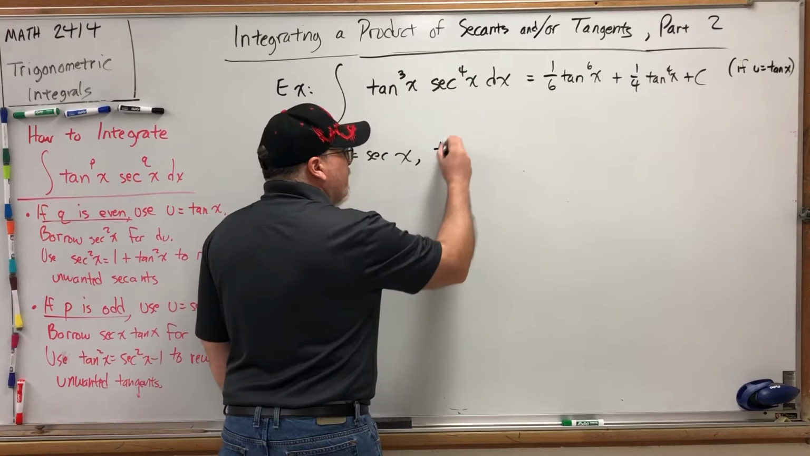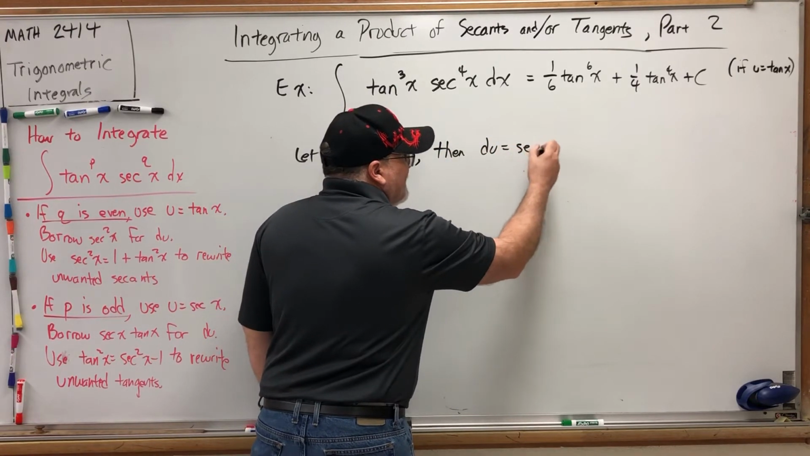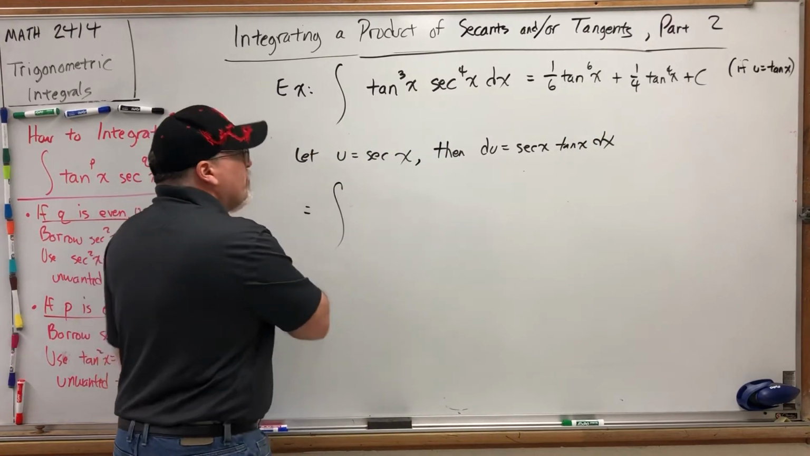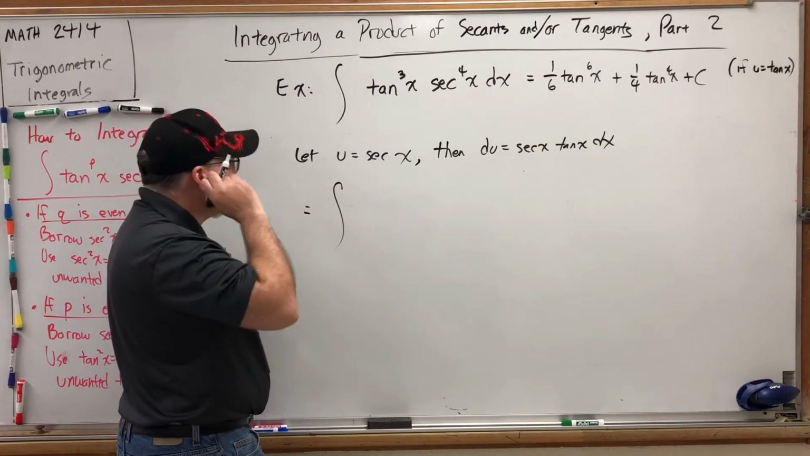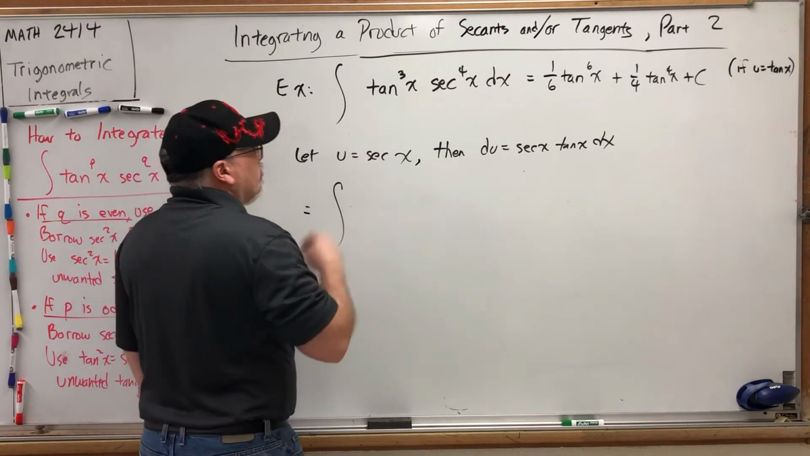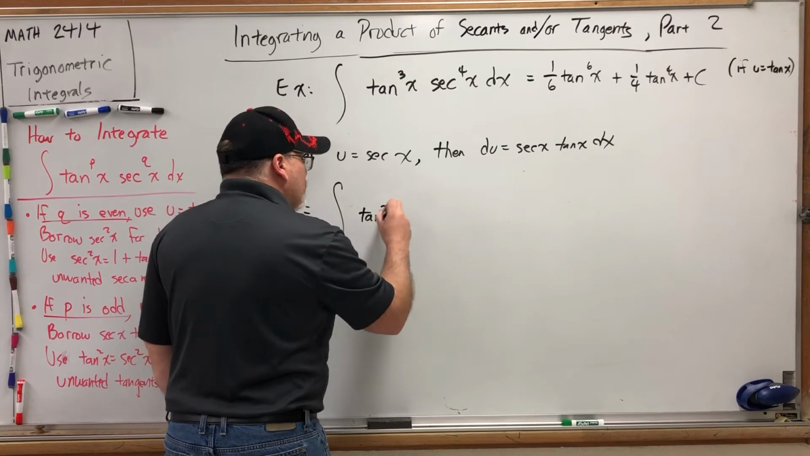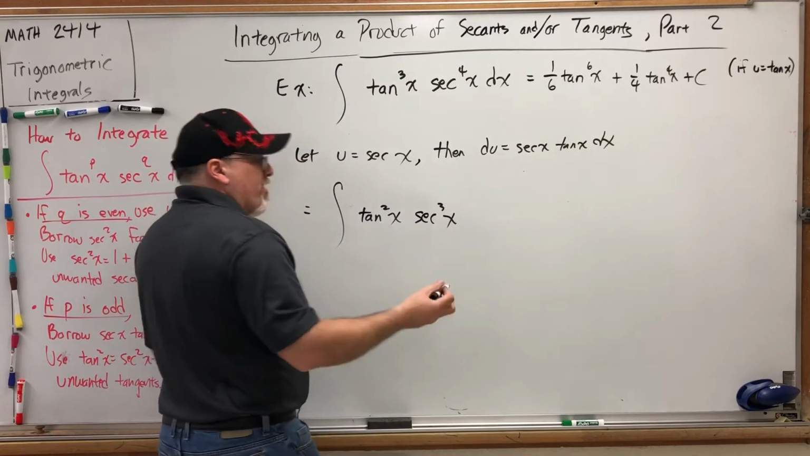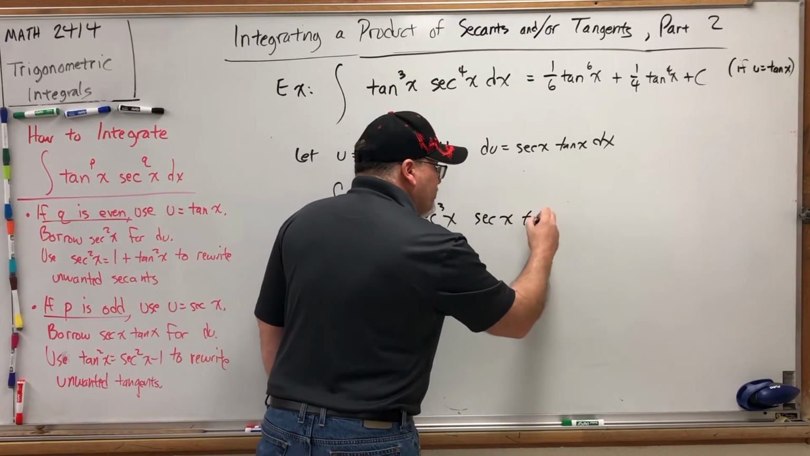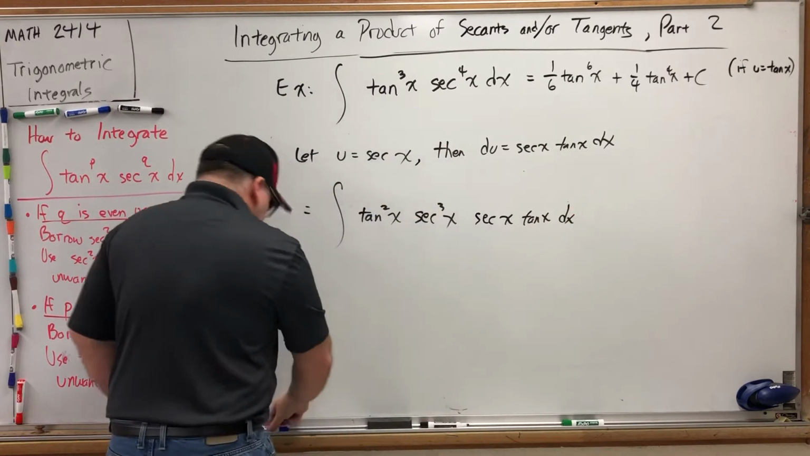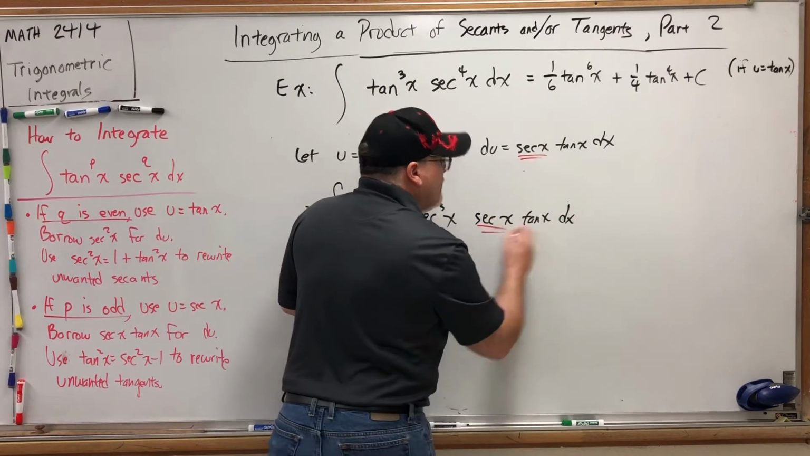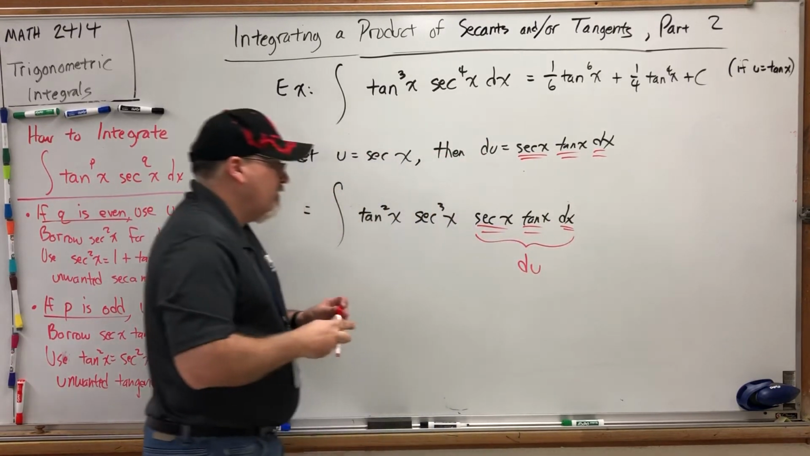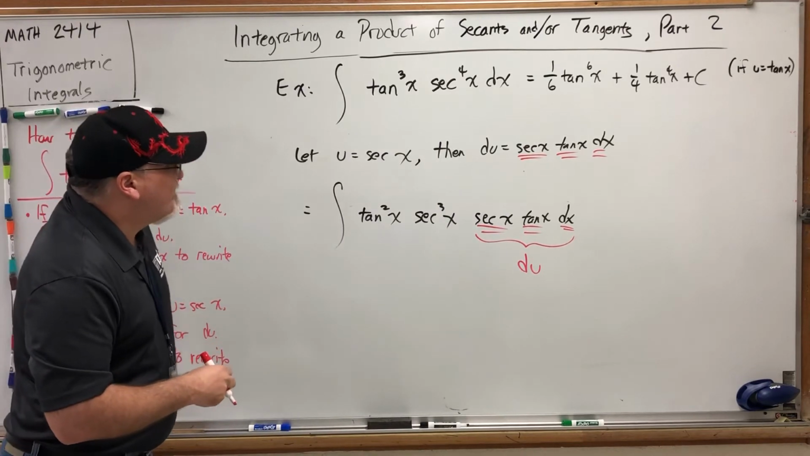If we try this one, then du would be secant x, tangent x, dx. So let's peel off everything we need to make our du package. We need a secant and a tangent. So each one's going to give up a trig function. Tangent cubed is going to get dropped down to tangent squared. Secant to the fourth is going to get dropped down to secant cubed. Because we borrowed one of each, we borrowed a secant and we borrowed a tangent to put with the dx to make the du package. The secant, the tangent, the dx. All this becomes du.